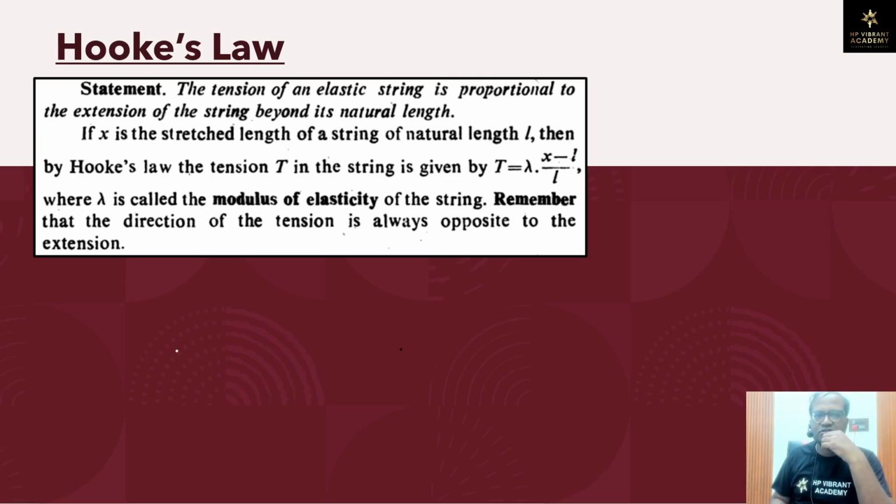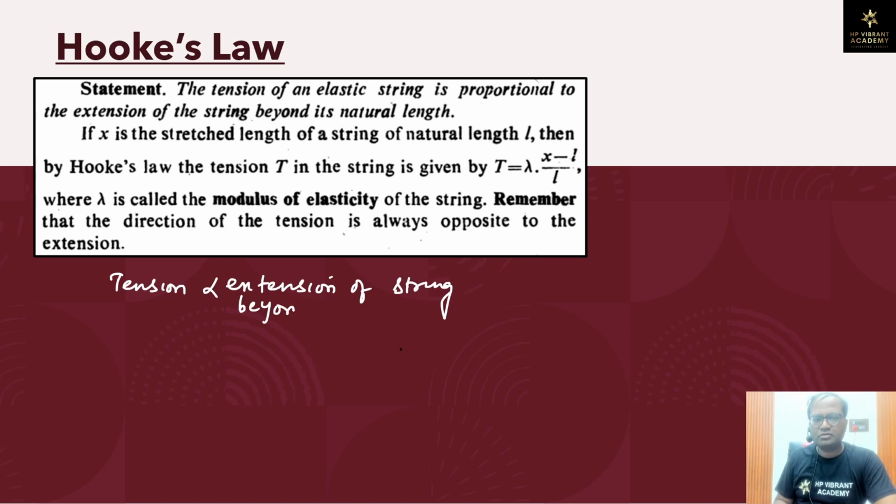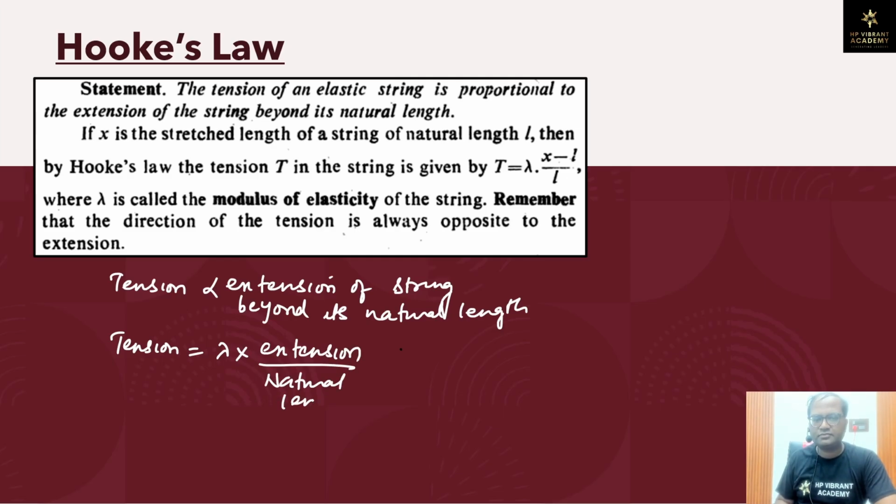The statement is: the tension of an elastic string is proportional to the extension of the string beyond its natural length. So what is the statement of Hooke's law? The tension is proportional to the extension of the string beyond its natural length. Okay, so on removing the proportional sign, we have the tension equal to lambda into extension upon natural length.